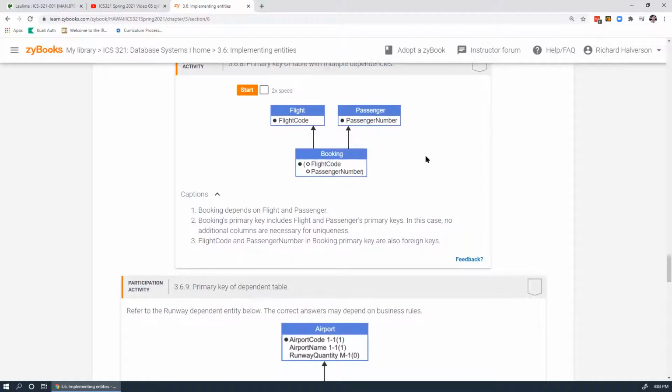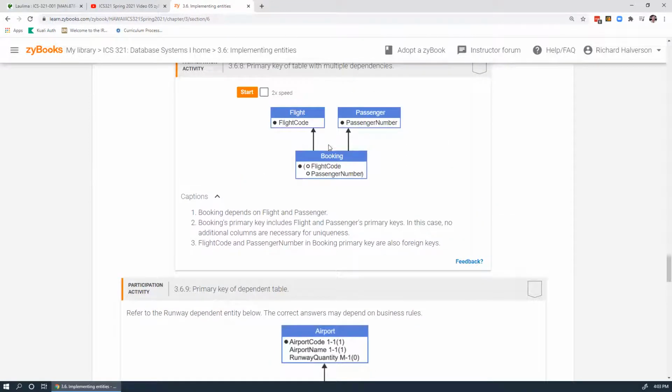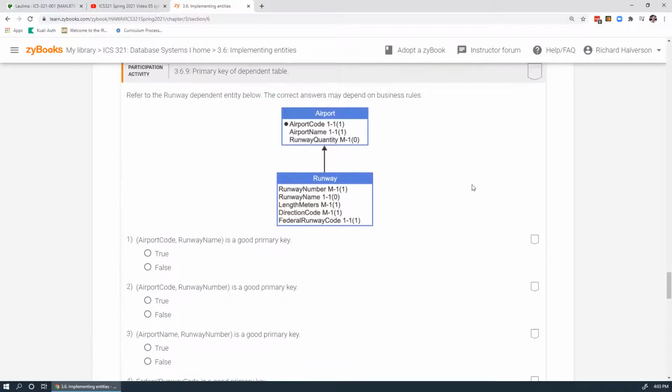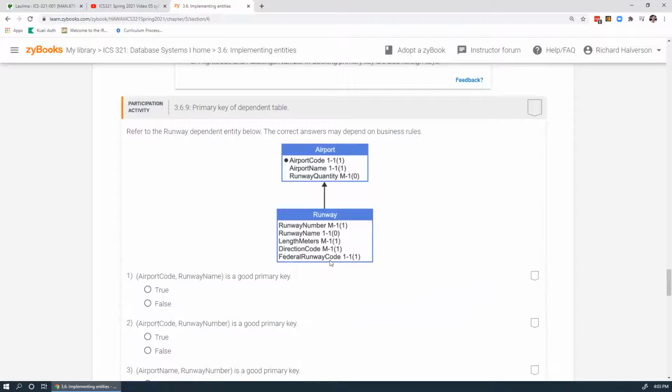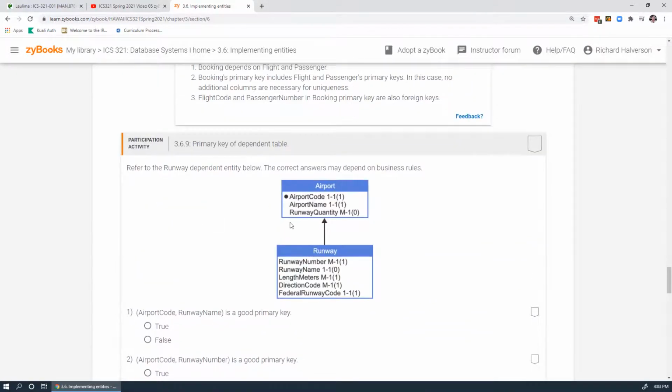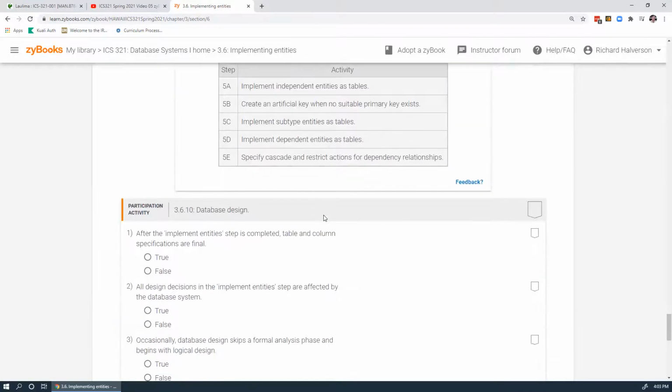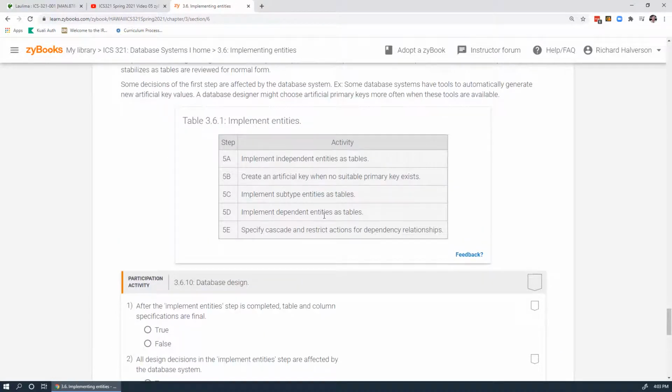So here, for example, with the booking, it doesn't exist without both of these, and so a good primary key for all the bookings would be a composite key that's got the flight and the passenger number in there. All right, so here's another example with airports and runways. You have to have an airport before you can have a runway.